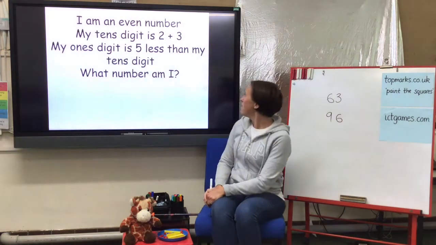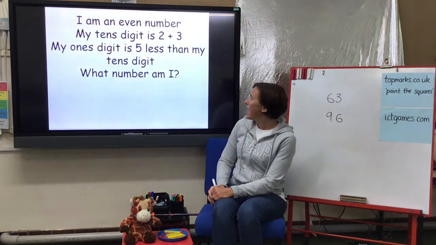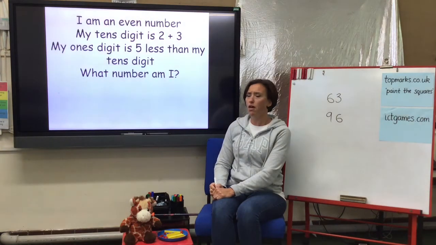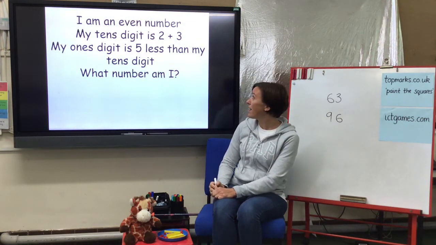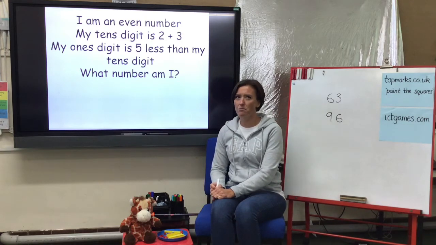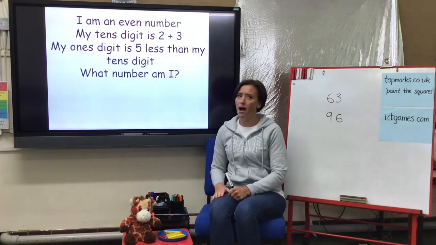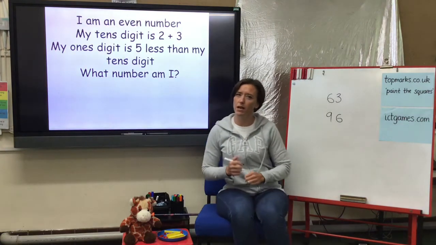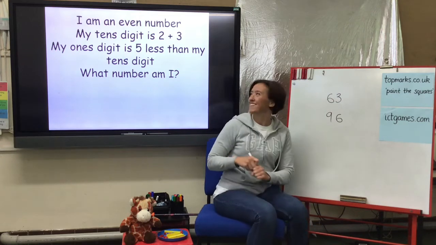I am an even number. My tens digit is 2 add 3. My ones digit is 5 less than my tens digit. What number am I? Ooh, a little bit trickier. Pause the video again while you have a go at that, and then let's do the answer.